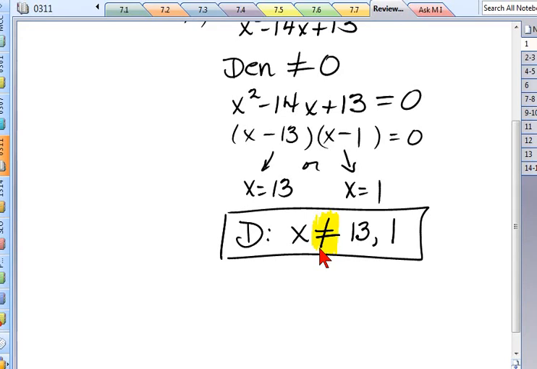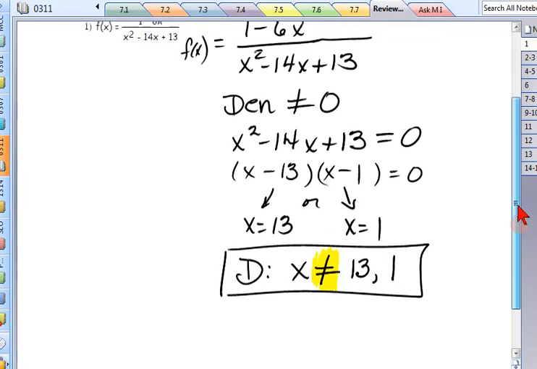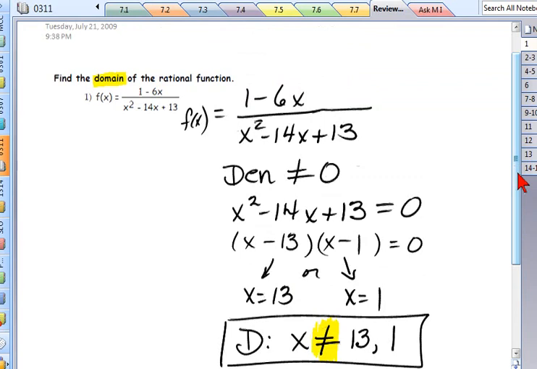Your domain question will be very, very much like this, both on the extra review and on your test. Yes? Why cannot equal that? That's the answer you got. Okay, let's go back. If I take a look at this denominator, although I didn't write it this way, I could have written it as 1 minus 6x over, if this were in factored form, x minus 13 and x minus 1.